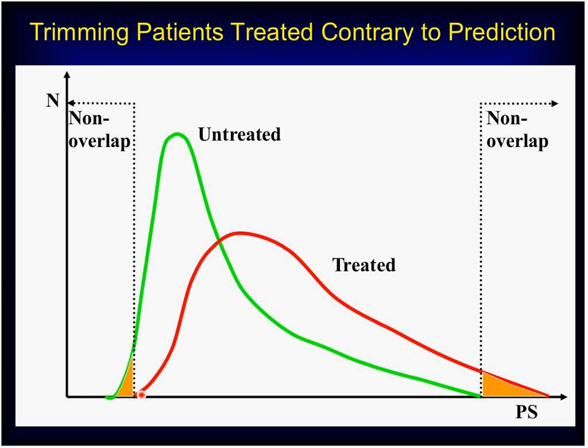So we are talking about these people down here. They have a low propensity and are treated. And we are talking about these people up here. They have a high propensity and are untreated. So we're not talking about the non-overlap region anymore. We are just talking about the edges of the overlapping region here.